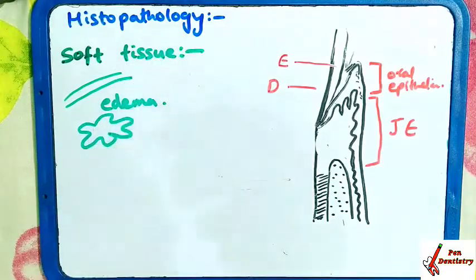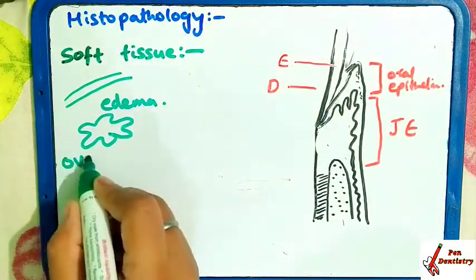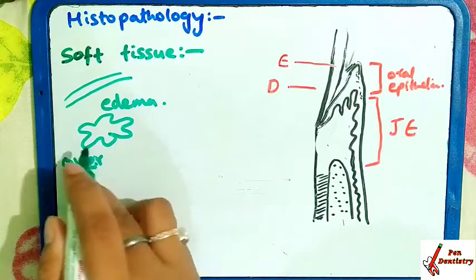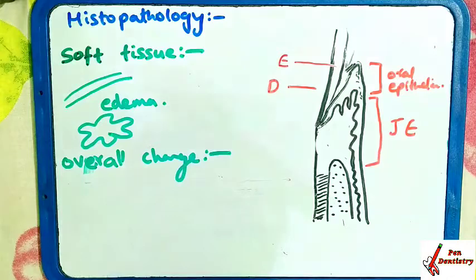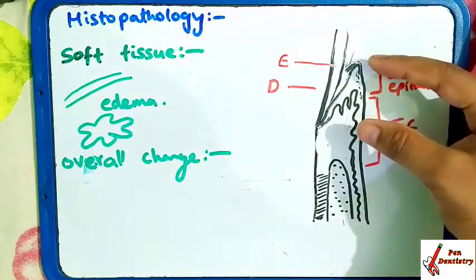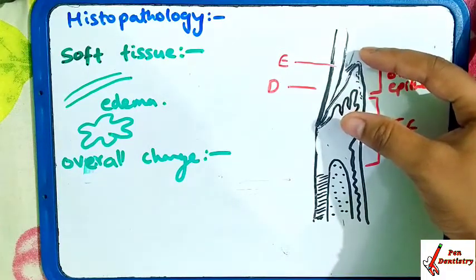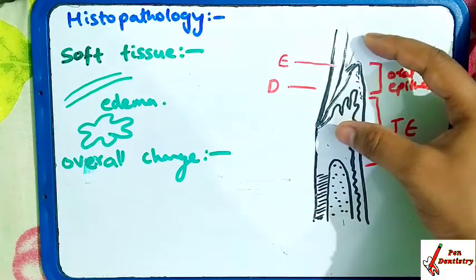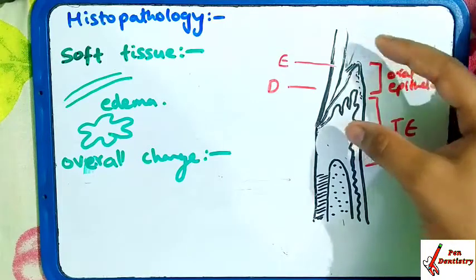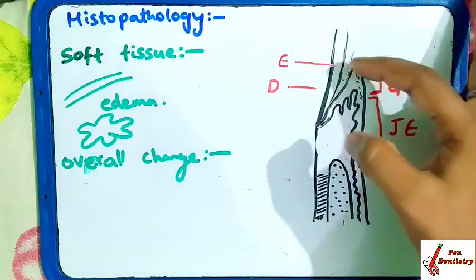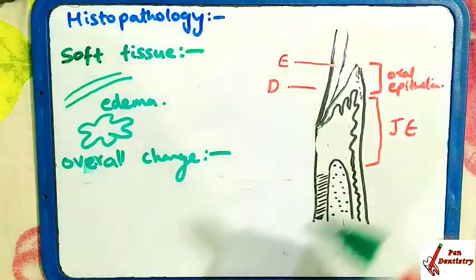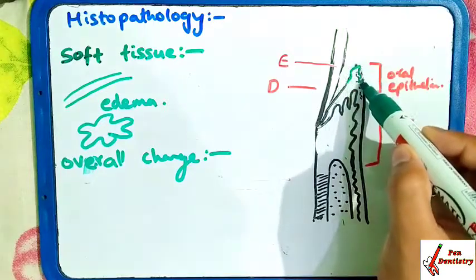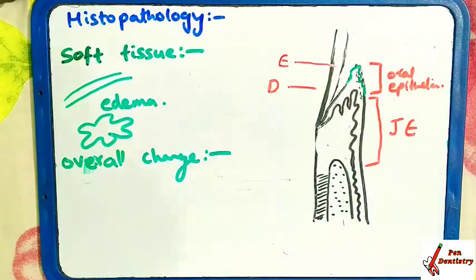If you are seeing the overall changes, what are you going to see? The epithelium of the pocket is proliferated. The epithelium present here is proliferated, and degenerative changes will be seen. This degeneration will be seen. The epithelium will be degenerated because of the inflammation, as I have told you, edema.